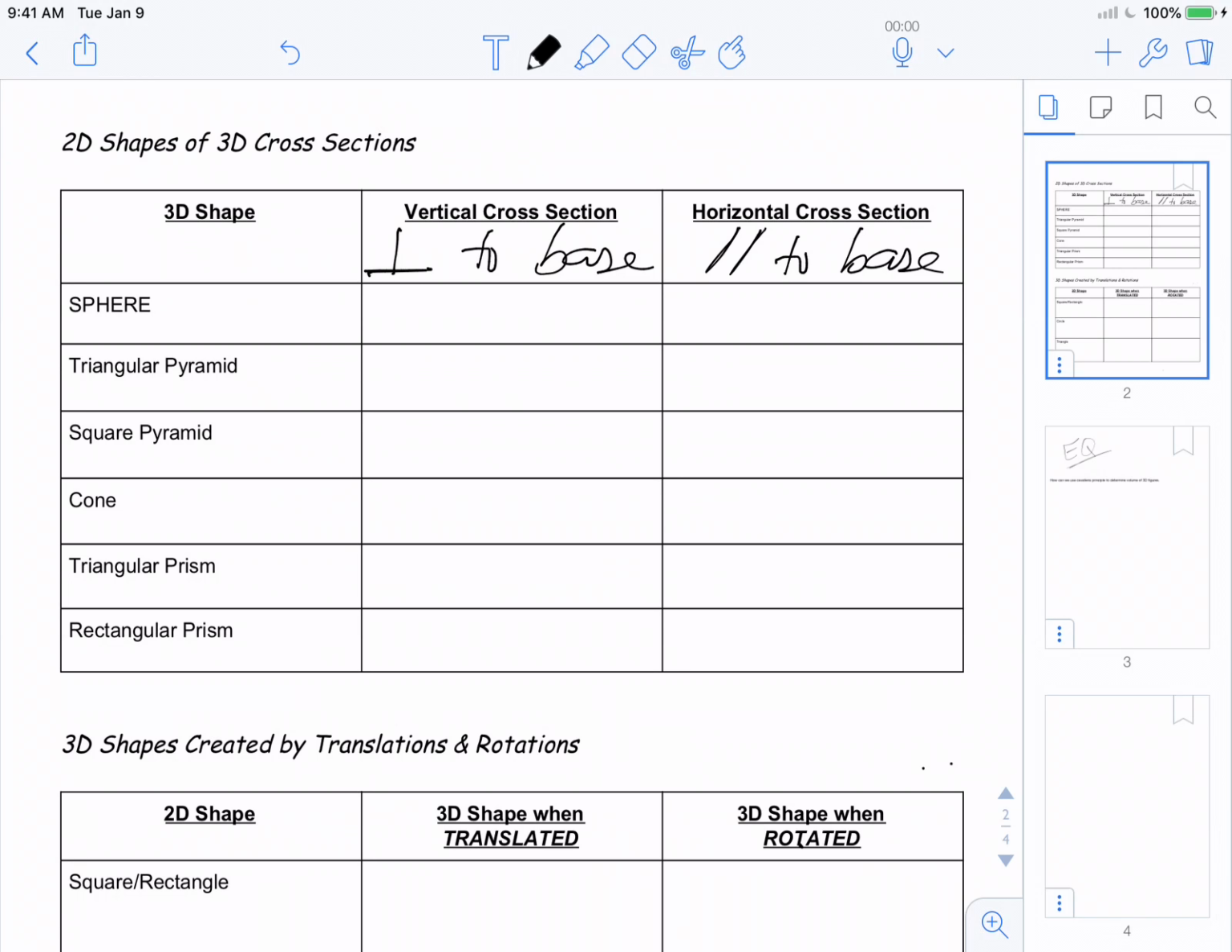So, a sphere. A sphere is rounded all the way around. I'm going to draw a picture here. It's not going to be great, but a sphere is rounded all the way around, so no matter which way you cross it, your cross sections are going to be circles. It's just like if I were to take a piece of Play-Doh, curl it up in a ball, and then take a knife and slice down the middle, what shape would I get? No matter which way I cut it, I'm going to get a circle.